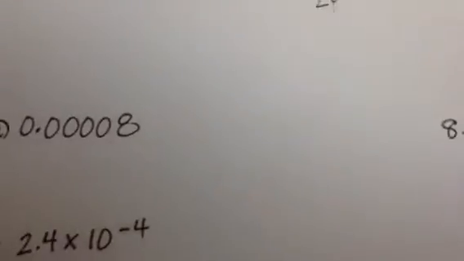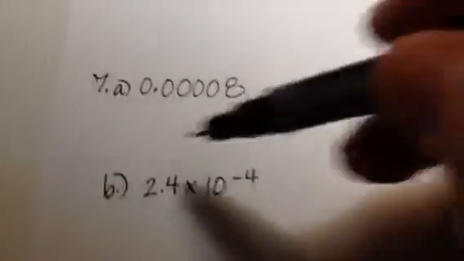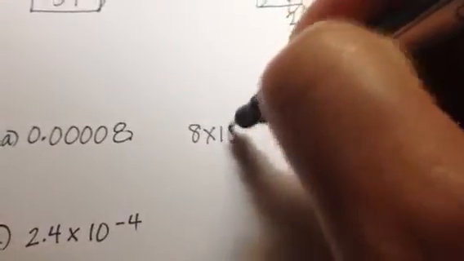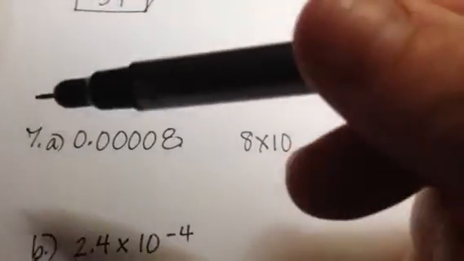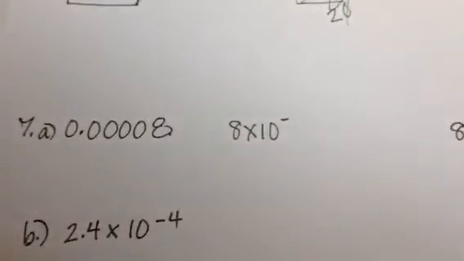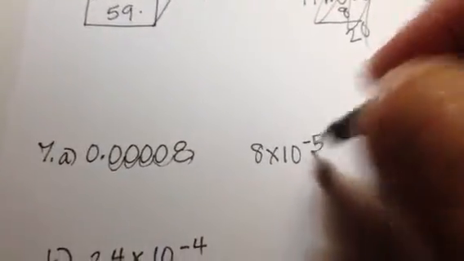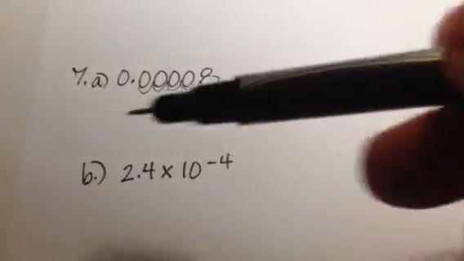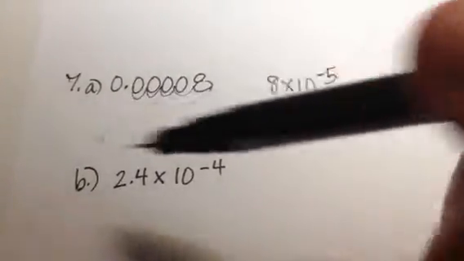All right, number 7 says write this big number right here in scientific notation. Well, I know that I'm going to start with 8 times 10. And I know I'm going that way with the decimal, so it's going to be a negative number. Now we just have to count. 1, 2, 3, 4, 5. So negative 5.